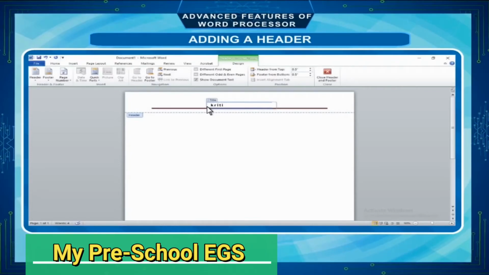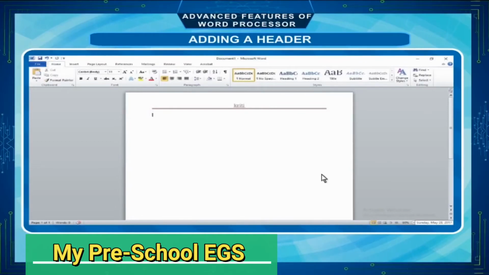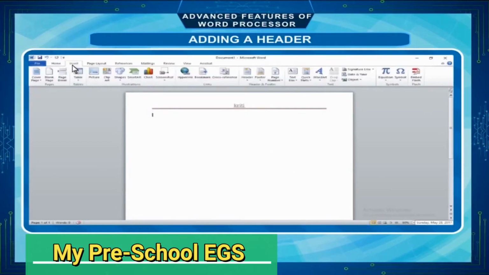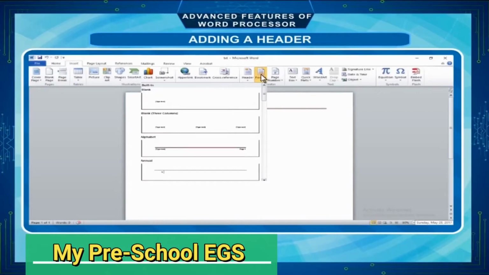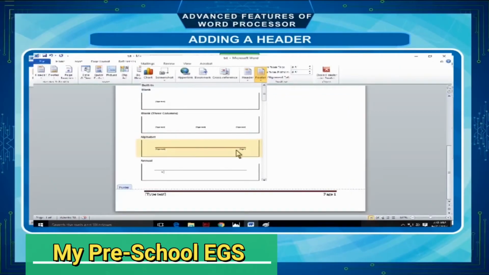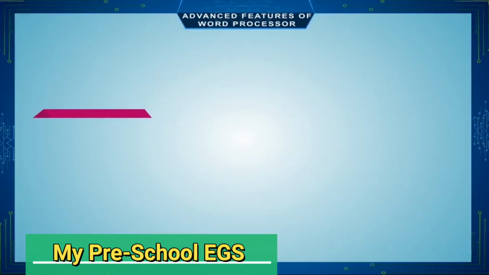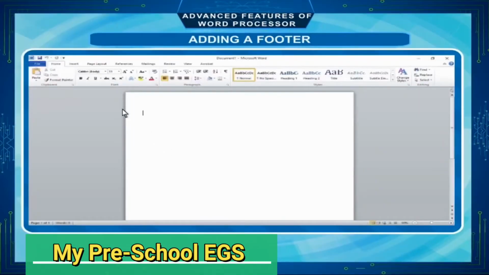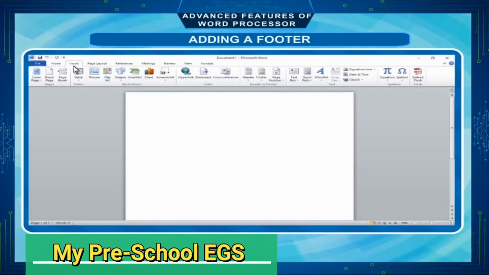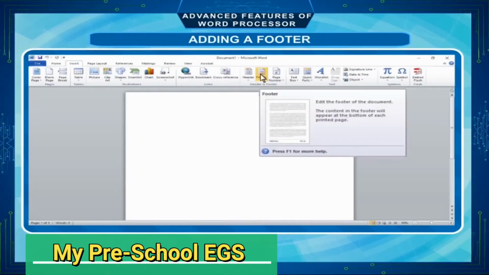Click on it and then type the text that you want to appear in the header. When you've finished creating your header, you can either click on the Close Header and Footer button, or if you'd like to add a footer as well, then click on the Footer button. To edit an existing header, just double-click anywhere on the header area. To remove a header, click on the Header button and then select Remove Header from the bottom of the drop-down menu. Adding a footer. Adding, editing, or removing a footer follows the same steps as described above for a header. Just click on the Footer button instead of the Header button.